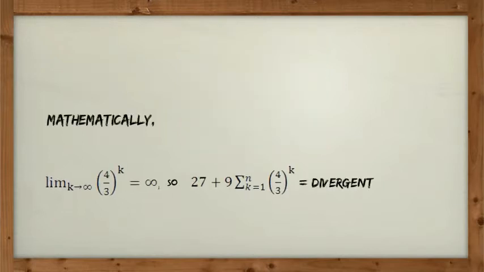Mathematically, the limit as k goes to infinity of (4/3) to the kth power is infinity, and hence 27 plus 9 times the sum from k equals 1 to n of (4/3) to the kth power is divergent.